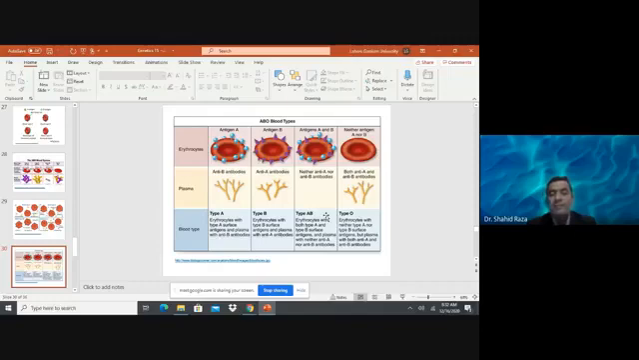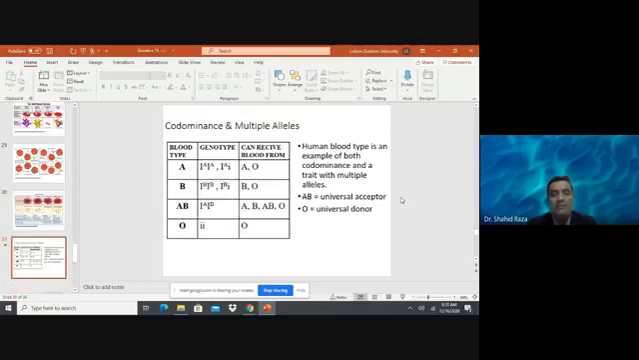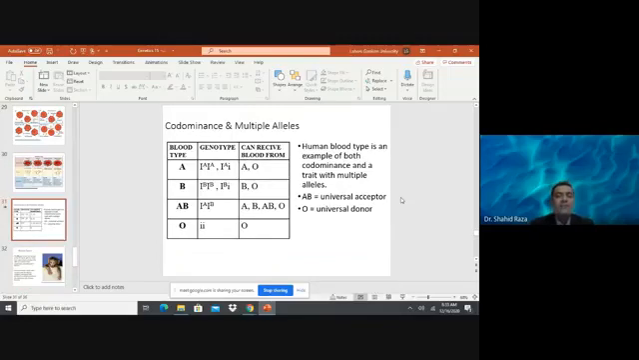In case of blood type AB, we can see erythrocyte with both A and B type surface antigens and plasma with neither antigen A nor antigen B antibodies. In case of blood type O, erythrocyte with neither type A nor type B surface antigen but plasma with both antigen A and antigen B antibodies. So here is a summary of the codominance in multiple alleles.